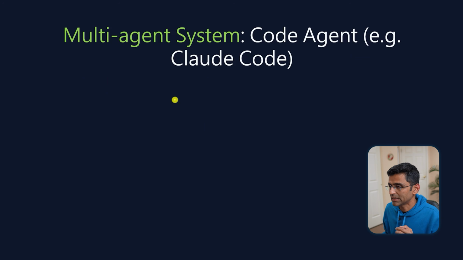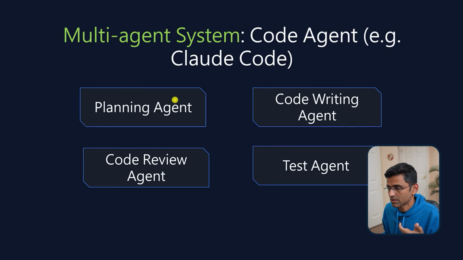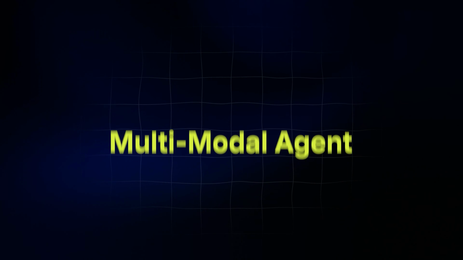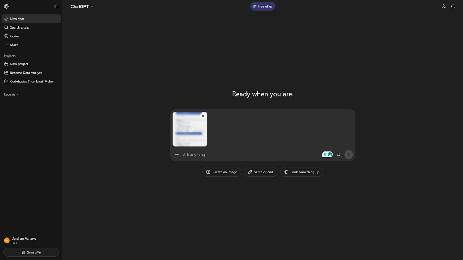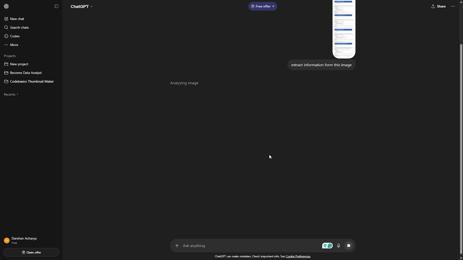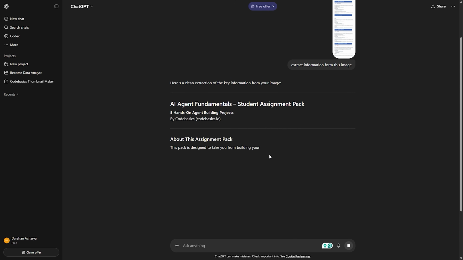Okay. One example is a code agent. You can have a code agent where one agent is doing planning, another one is doing writing of code, third one might be doing review of code, and fourth one might be testing it. The next concept you should be aware about is multi-modal agents. So multi-modal means an AI model can process not just text, but other kinds of data formats such as image, audio, video, etc.